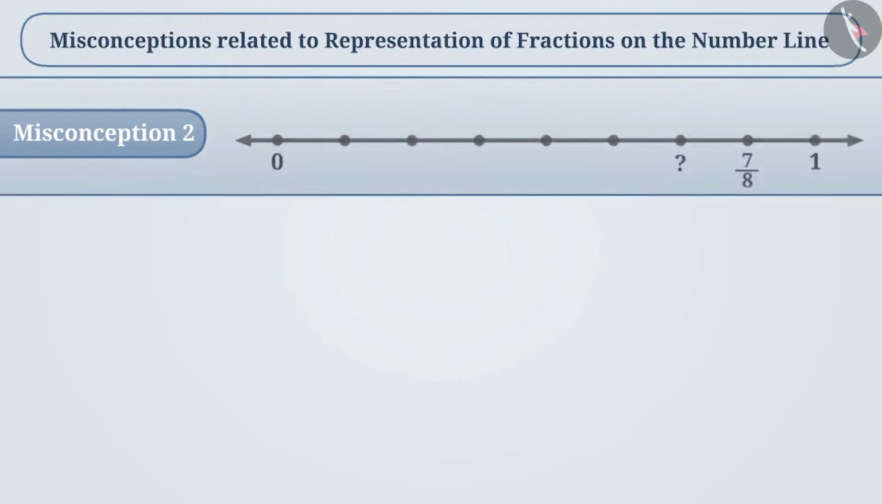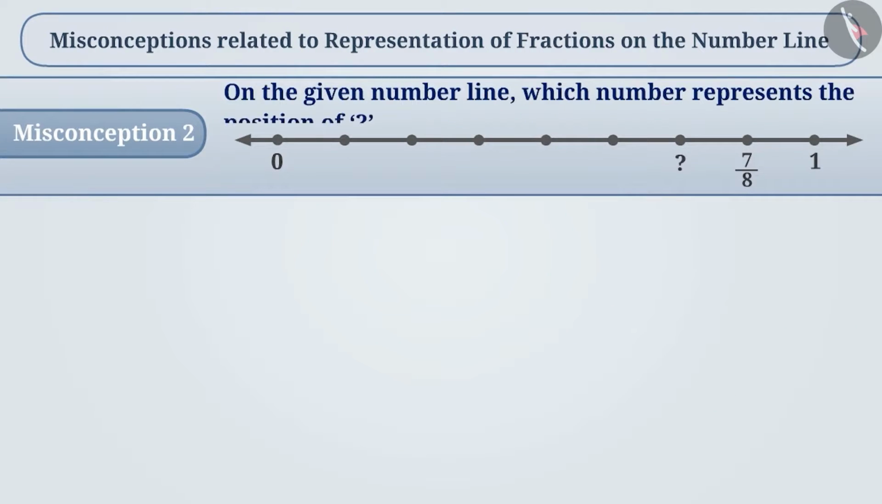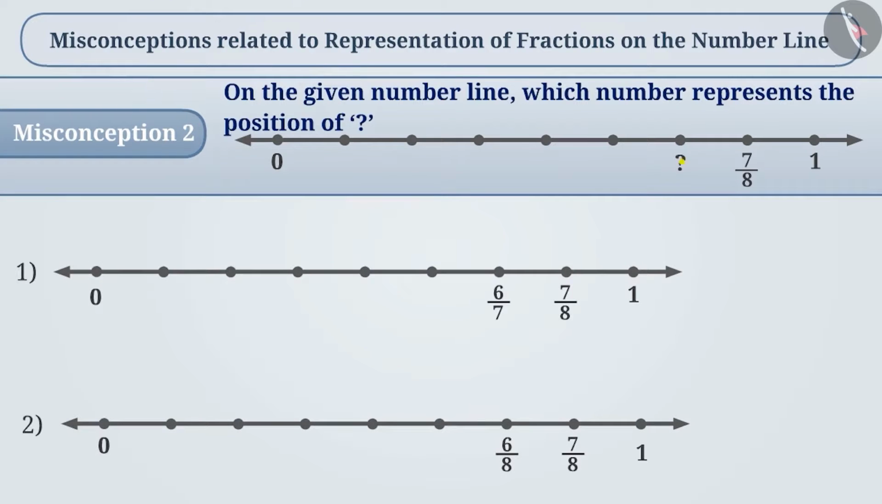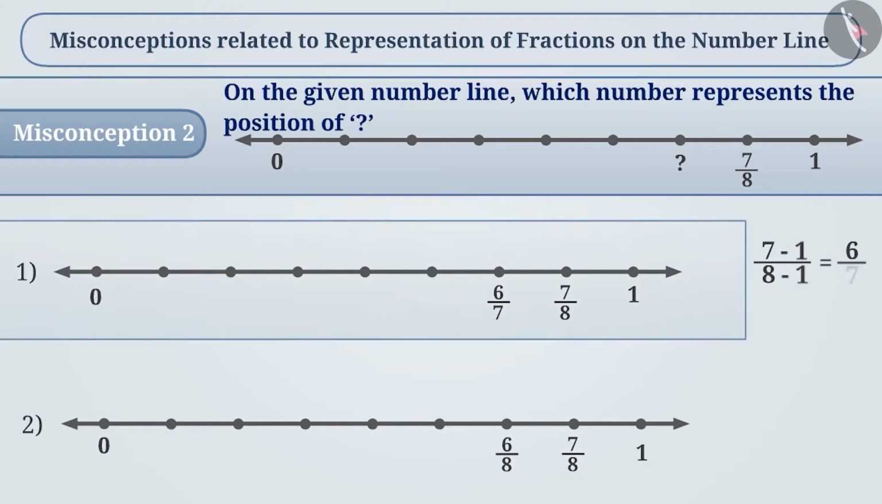Misconception 2. On the given number line, which number represents the position of the question mark? To find the number that represents the question mark, 1 is subtracted from the numerator and denominator of the next number 7 by 8. By doing so, we get the answer 6 by 7, which is an incorrect answer.